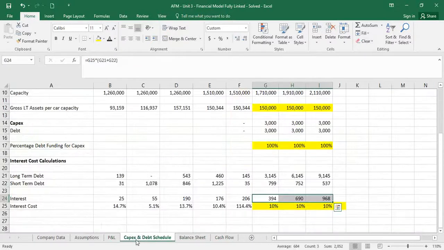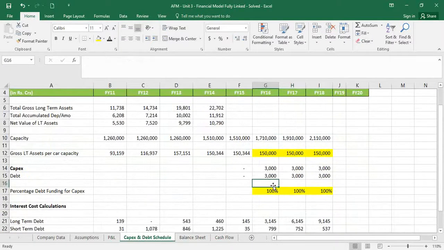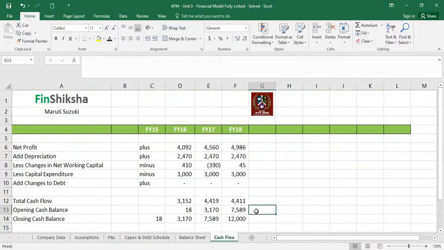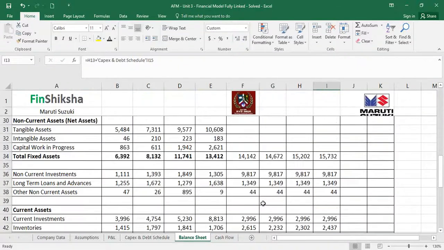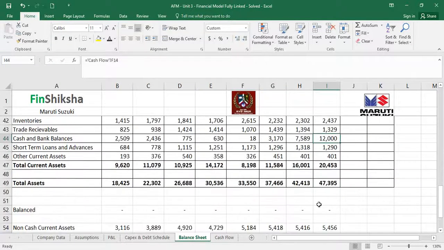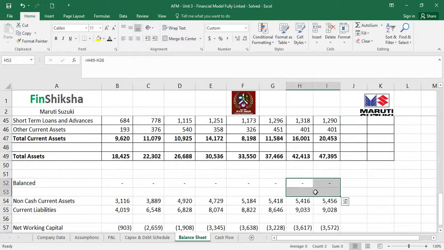On the other hand, if I were to just reduce this to 0%, let's say we reduce this to 0%, and let's look at the cash flows, right? So no new debt, the company makes a certain amount of profit, but just barely manages the cash, and because of that ends with about 12,000 crore of cash in the final year, and that appears here as 12,000 crore. The balance sheet stays balanced.